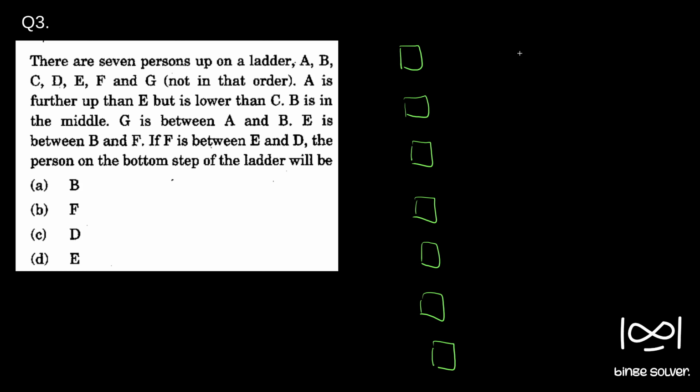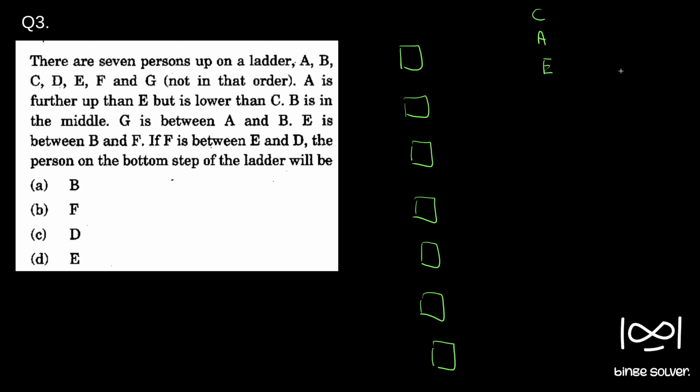A is further up than E but is lower than C. So the order is C, A, E, not necessarily in consecutive positions, but the order should be maintained: A should be below C and E should be below A and C. So that is one piece of information given.